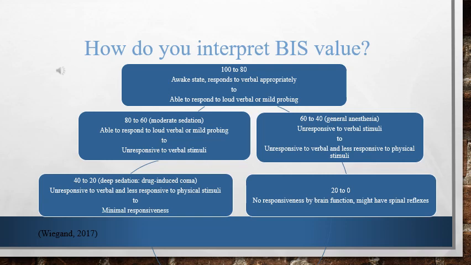And then the next one under this that we want to stay out of is 40 to 20. This is deep sedation, drug-induced coma. They are unresponsive to verbal and minimally responsive to physical stimuli. There's hardly any function going on at all when they get down to 20. And then the very last one is 20 to 0, which shows very minimal brain function to no brain function and maybe a little bit of spinal reflexes. We don't want our patients anywhere near that when we are giving them paralytics or any medications.